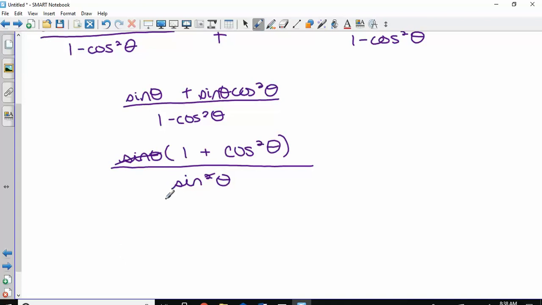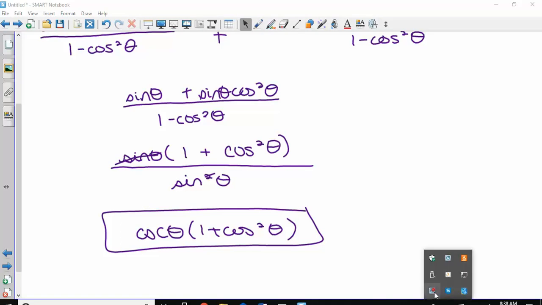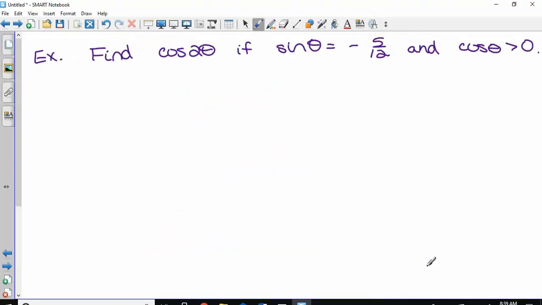1 over sine would be the same as its reciprocal. Reciprocal of sine is cosine. And that's what we were trying to prove. So these are just some extra problems.